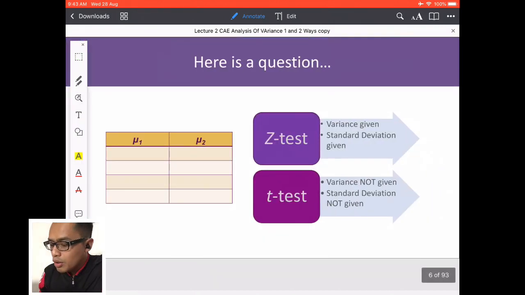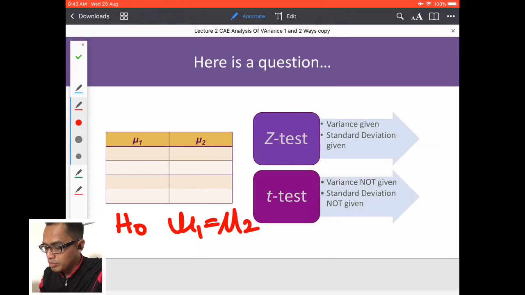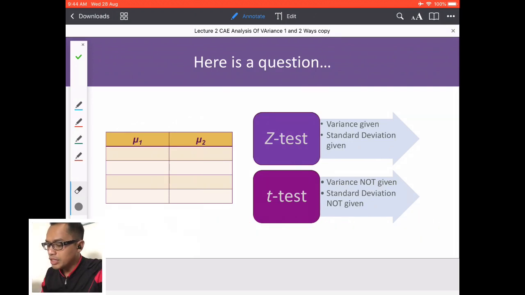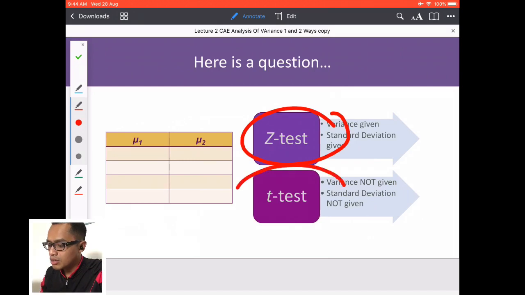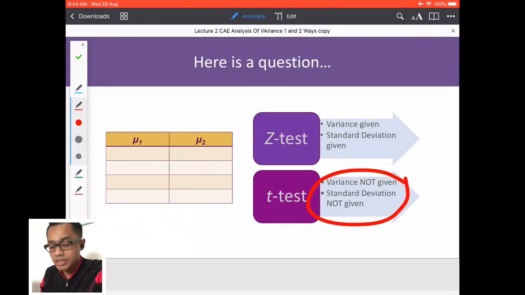Okay, here is the question. What if you have two tests, right? Oh, sorry, two columns or two groups? The one that we have seen in the previous week, whereby you have two groups, mu1 and mu2, and with these two groups, your hypothesis will be H0: mu1 equals mu2, H1: mu1 not equal to mu2, when you have two samples, like I have shown you in the tutorial session. Now, with these two groups, you will have either z-test or t-test. And of course, for z-test, variance or standard deviation are given, while for t-test, you have to calculate your variance and standard deviation yourself. All right.